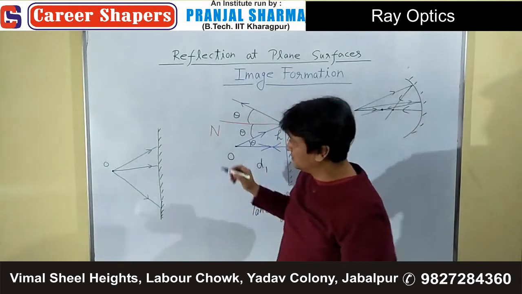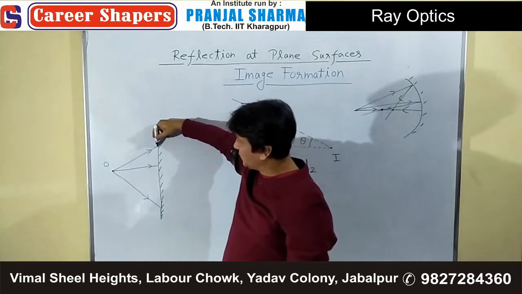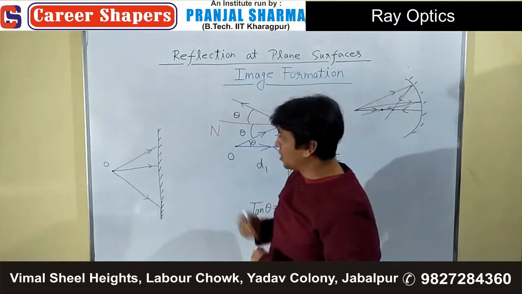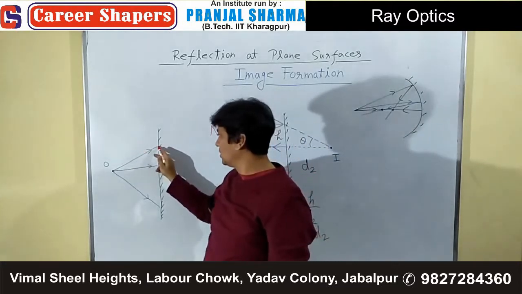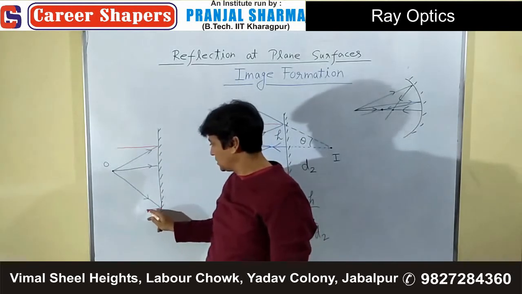हमने क्या किया यहां पर? First of all, इसका reflected ray इनको draw करने के पहले हमने यहां पर एक normal draw किया. That's our normal. Another normal, this.